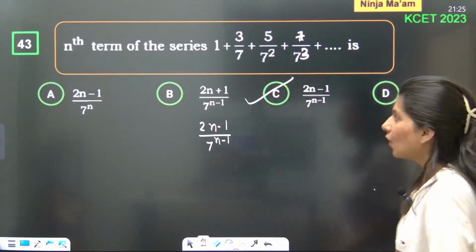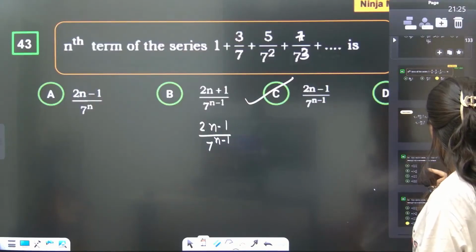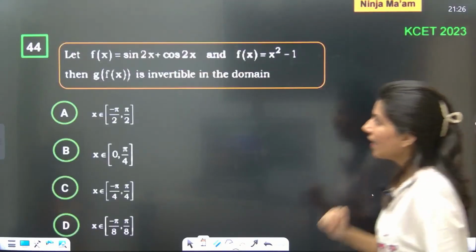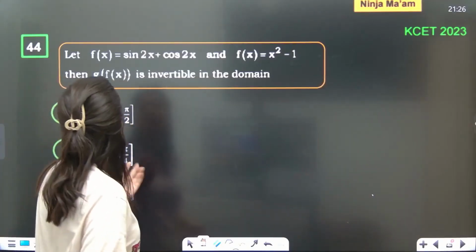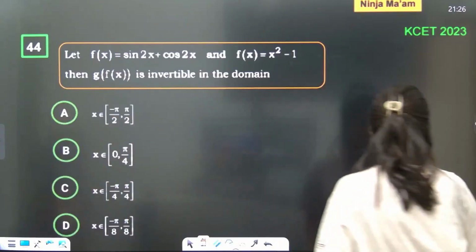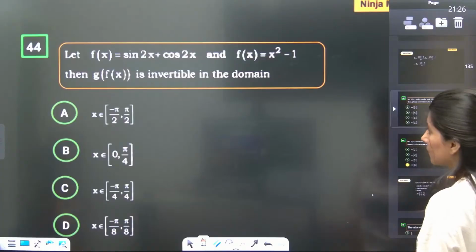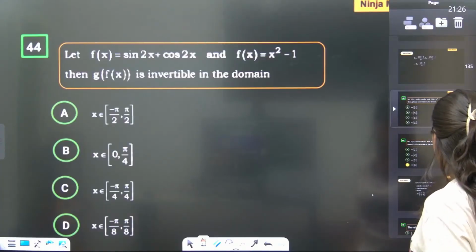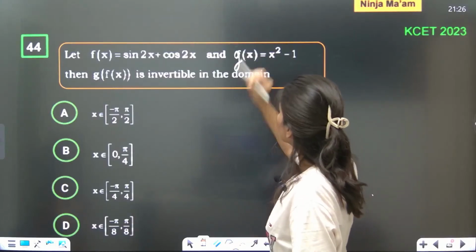Okay. All right. Done. We are almost done with today's session, by the way, if you understand. Okay. f(x) is sine 2x plus cos 2x. And then g of f(x), right? So g of f(x). f(x) is this. This is your g(x). Okay.